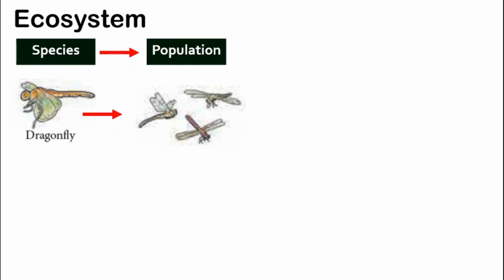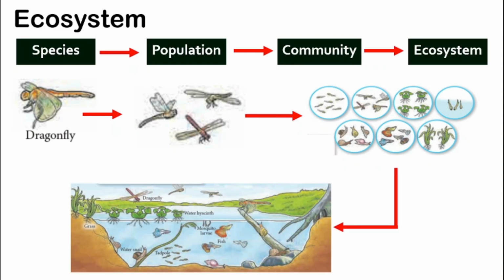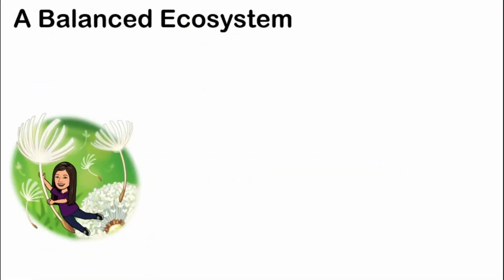Okay, when a group of organisms of the same species live in the same habitat, that is a population. And then when there are different populations living in the same habitat, we call that a community. And then when there are different communities living in the same habitat, and this time we include the non-living things, we call that an ecosystem. Alright? That's clear, right? Next, let's look at a balanced ecosystem.